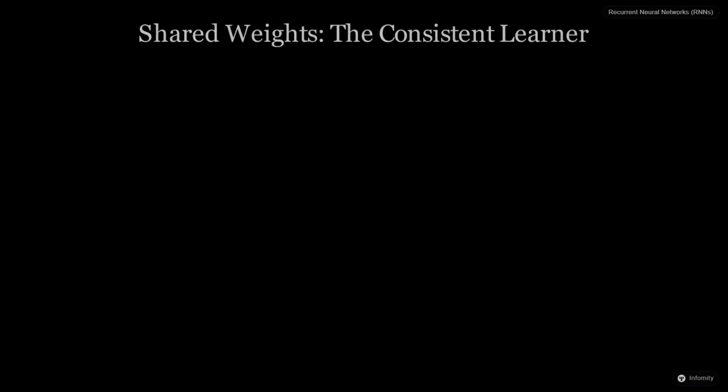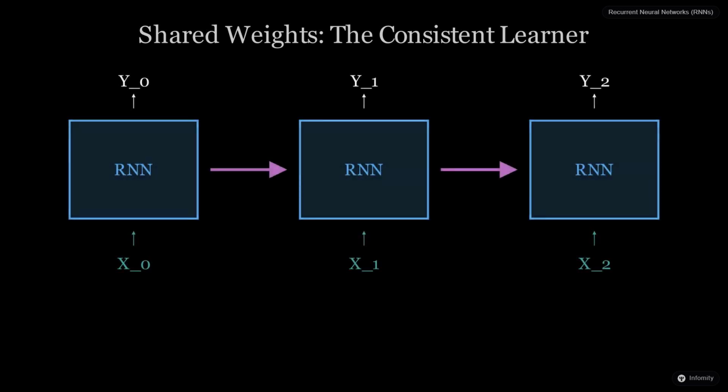A fundamental aspect of recurrent neural networks that makes them powerful is the concept of shared weights. Unlike feed-forward networks where each layer has its own distinct set of weights, an RNN uses the exact same set of weights at every single time step. This means the network applies the same transformation logic to process the input and update its hidden state, regardless of whether it's the first word in a sentence or the last. This consistency allows the RNN to learn general patterns and dependencies that span across different positions in a sequence.